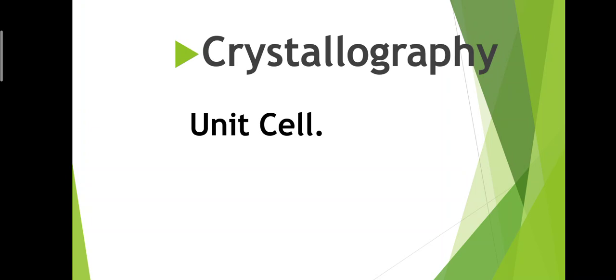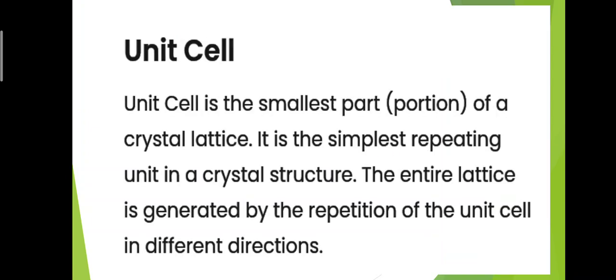Unit cell. Unit cell is the smallest part or portion of a crystal lattice. It is the simplest repeating unit in a crystal structure. The entire lattice is generated by the repetition of the unit cell in different directions.